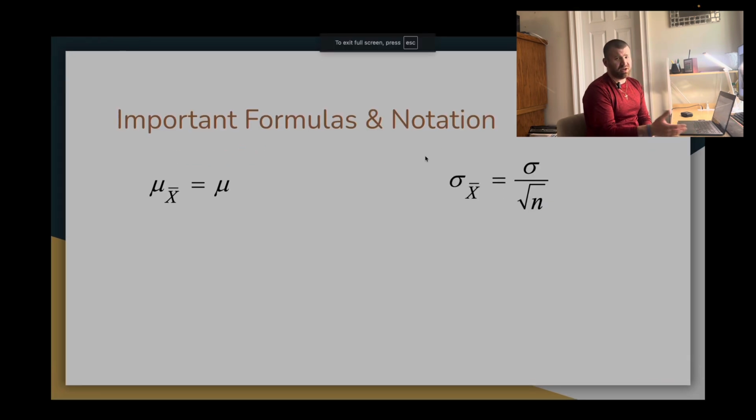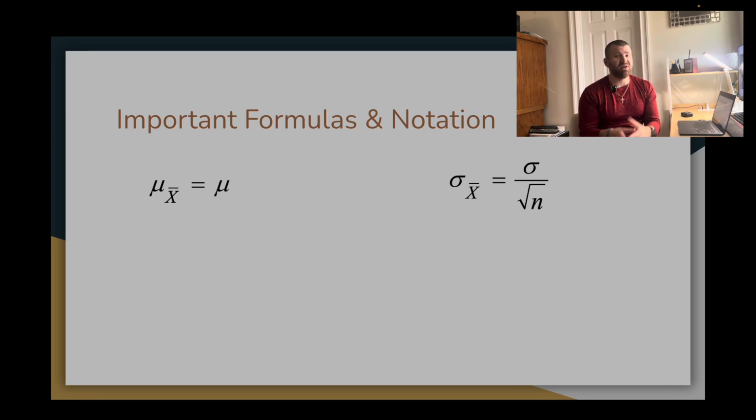Some important formulas. If you noticed in that demonstration, mu sub x bar, anytime you see a subscript of x bar or p hat, that's talking about the sampling distribution. Any of the standard Greek symbols like mu or sigma are talking about the population. So in this case, mu sub x bar is the mean of my sampling distribution, or the way that I like to think of it is just the middle of my sampling distribution. So this is saying the middle of my sampling distribution is equal to the population mean.